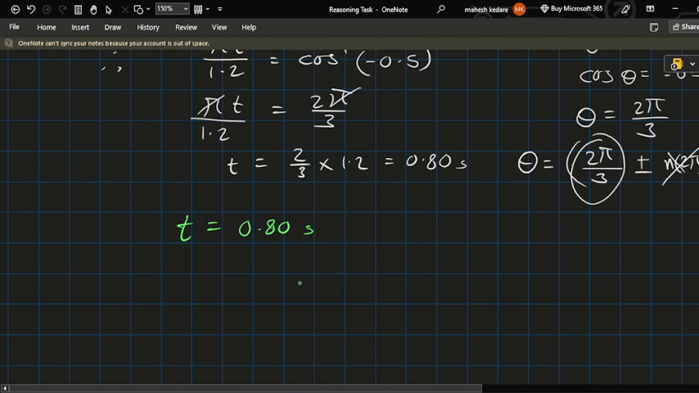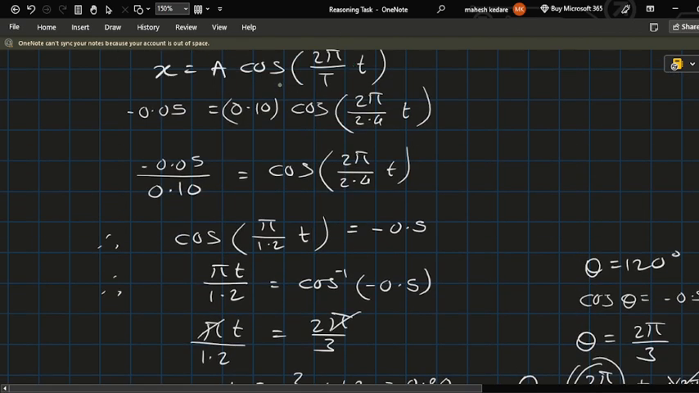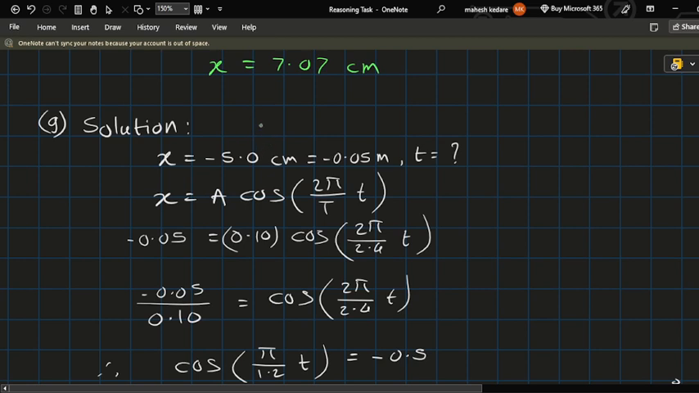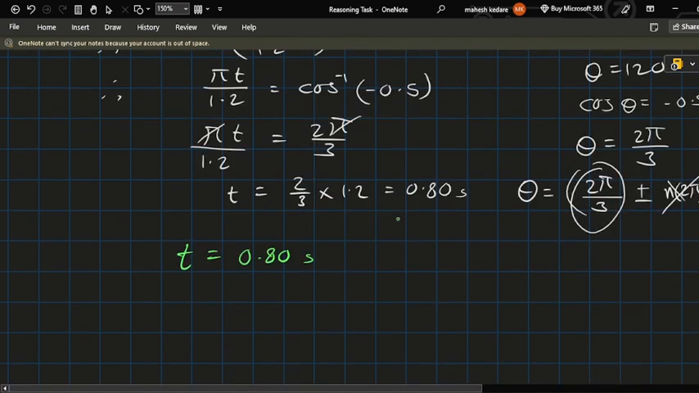Another way you can make sure that this is the time at which the mass is at a distance of minus 0.5 meter, sorry, 5.0 centimeter for the first time is that the time that you calculate must be smaller than the time period. Time period represents the time for one complete oscillation. So when an object passes through a particular point for the first time, the time taken is always less than a time period. And the time we have calculated is 0.80 second, and it is of course less than the time period. So 2.5 is the answer.